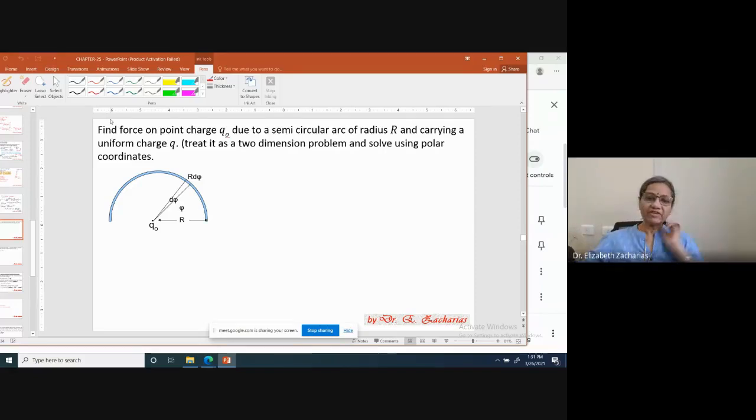Yeah. So now they have actually done two problems based on calculus. Now what we'll do is let us see whether we are able to do it for a third situation.